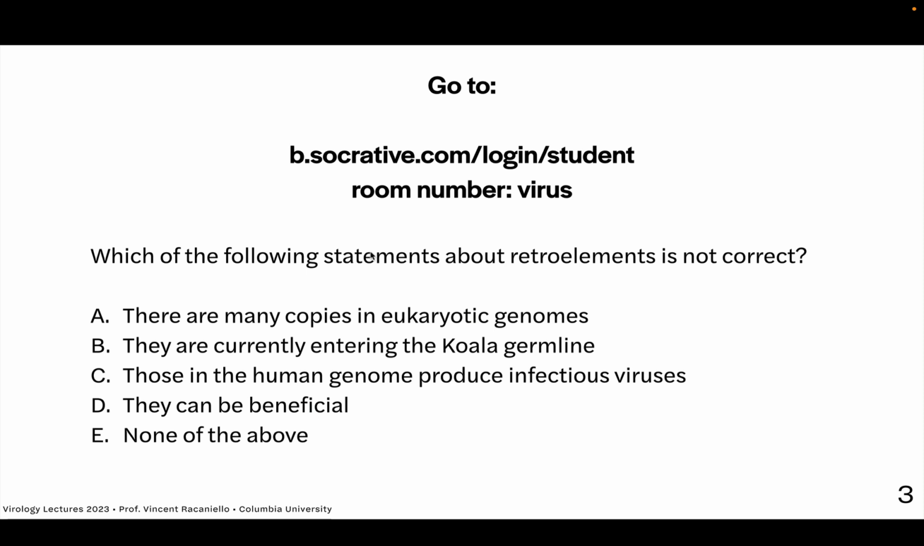Which is not correct? Well, the statement that's not correct is that those in the human genome produce infectious viruses. That's not correct. There are many copies in eukaryotic genomes, they are currently entering the koala germline, and they can be beneficial. We've seen syncytins derived from them, but the ones in the human genome do not produce infectious viruses.